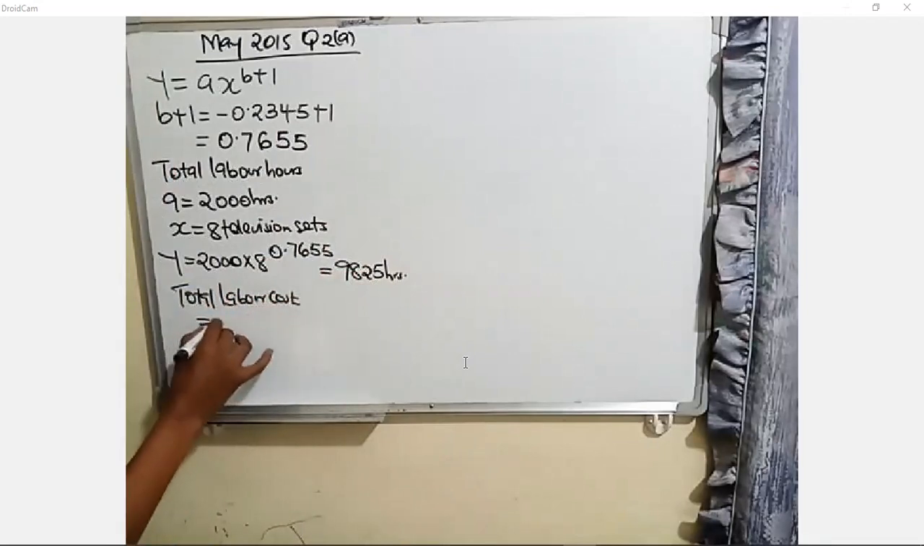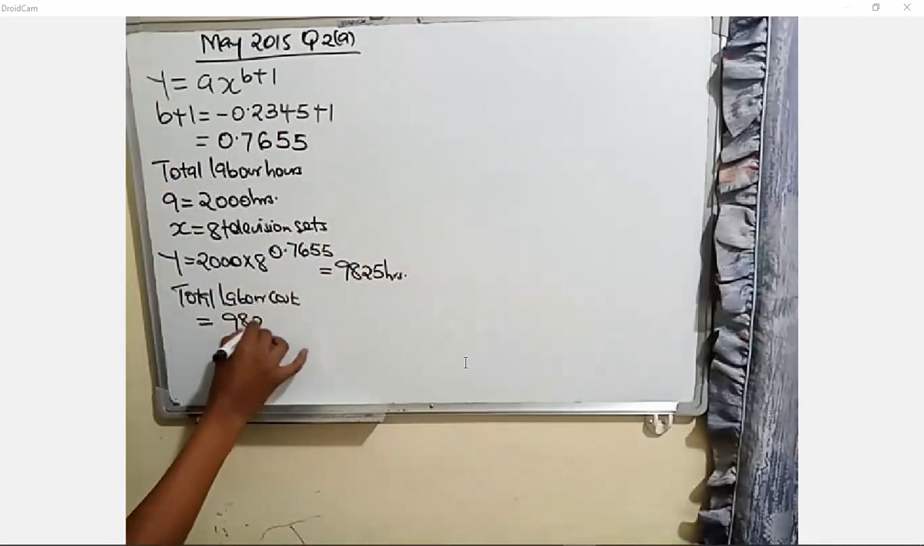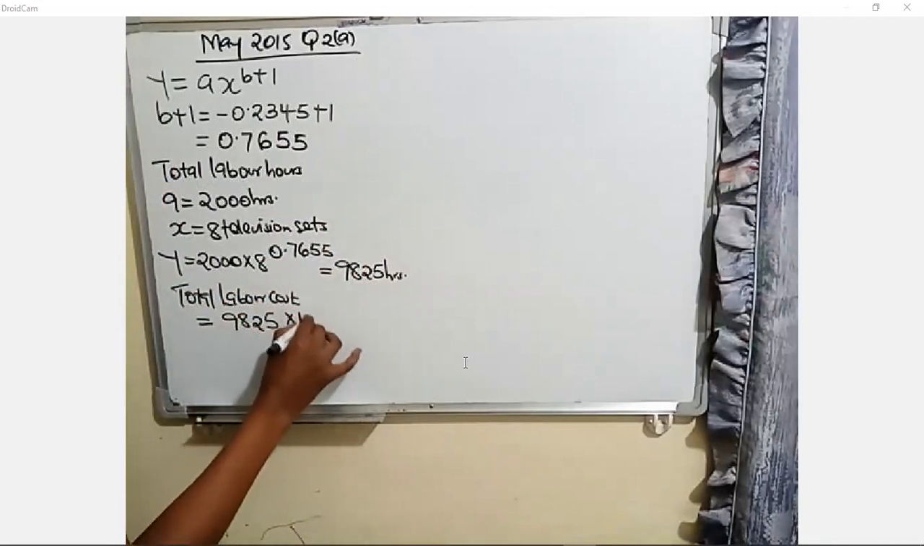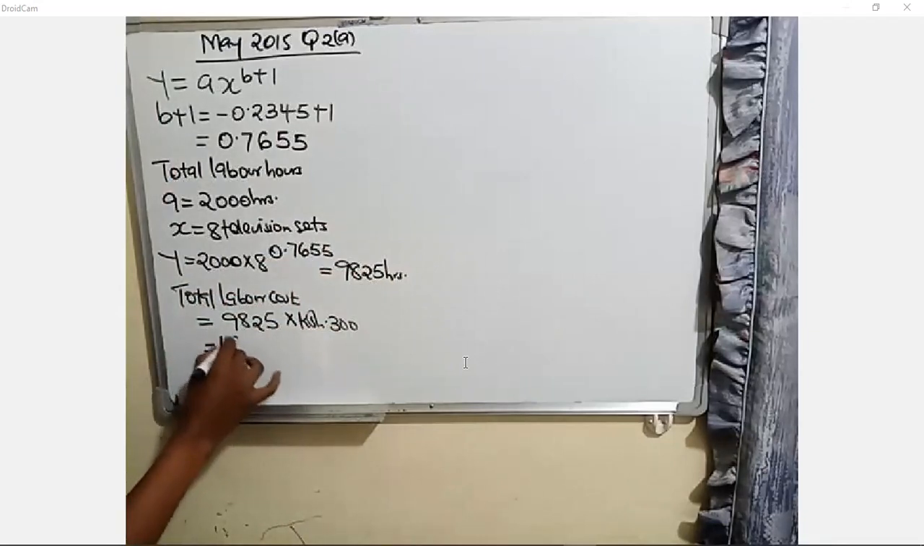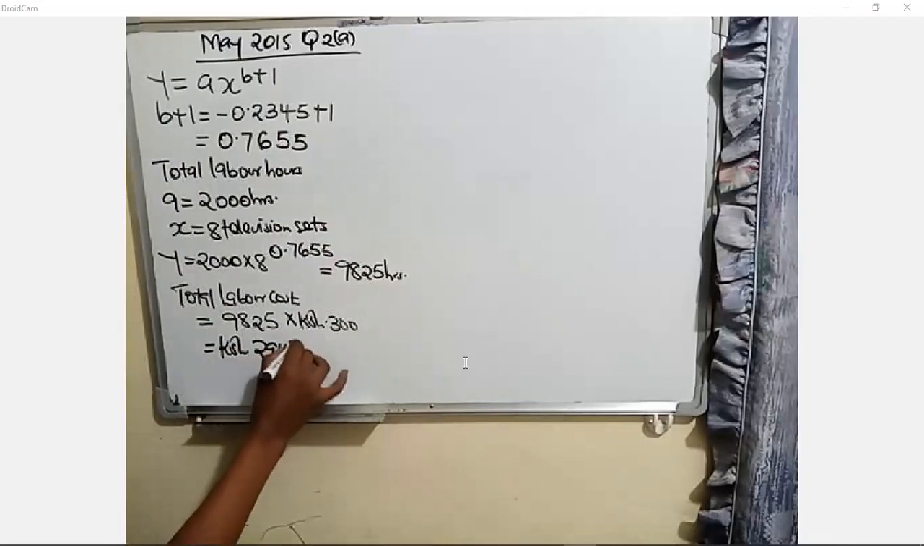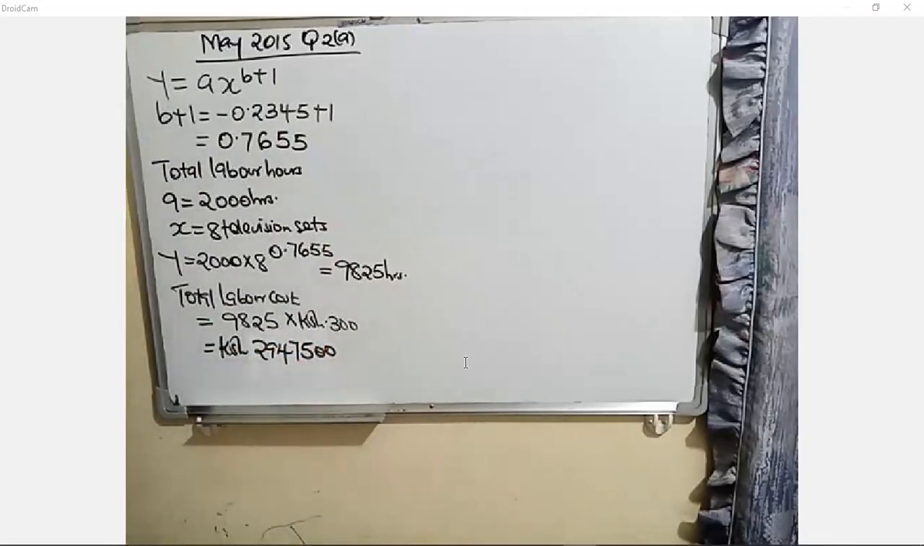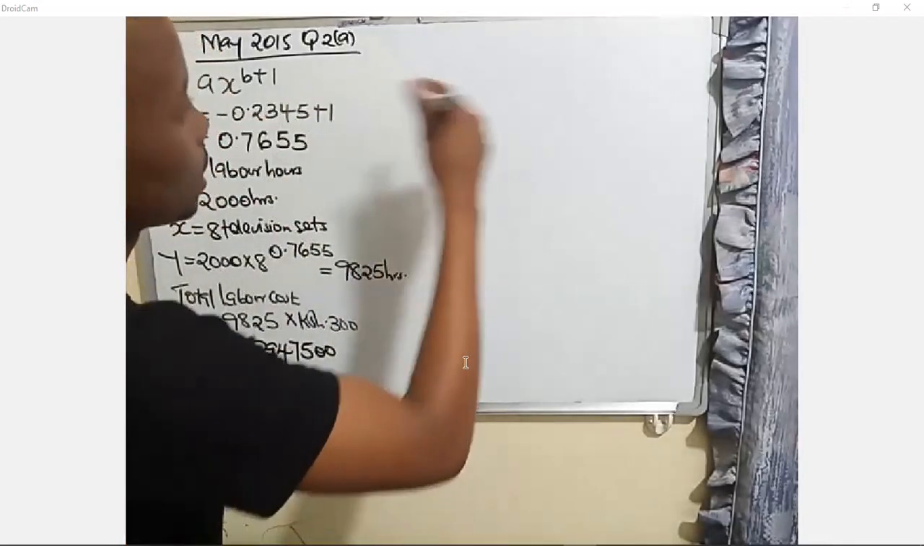So to get my total labor cost, I just need to take the total labor hours, which is 1925, times Kenya shillings 300, which is the cost per labor hour. How much is this? 29,47,500. Nimeambiwa kitu inakaa namna 29,47,500. So because it's a selling price, I just need to come up with a price statement.